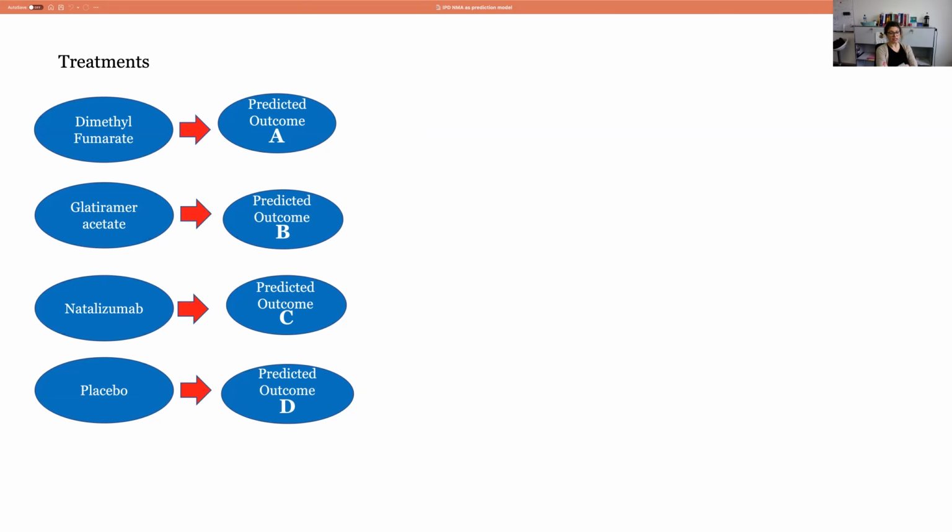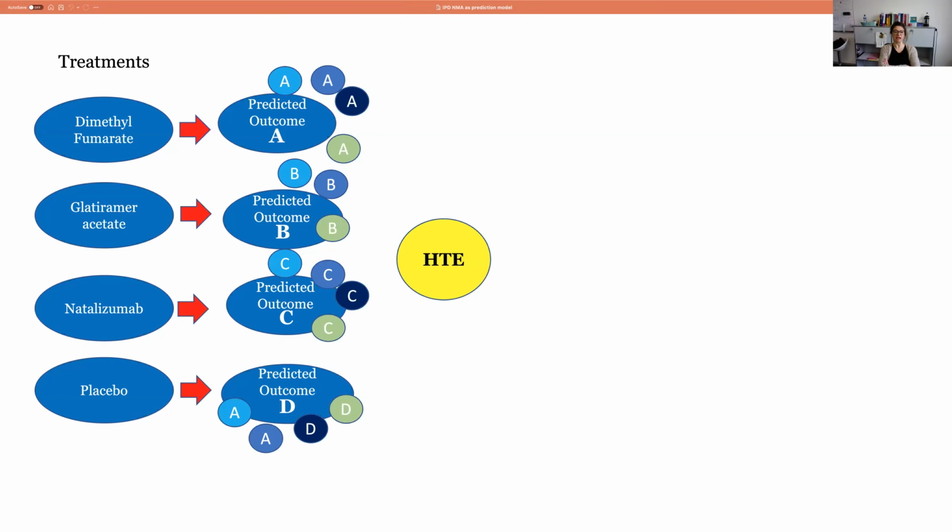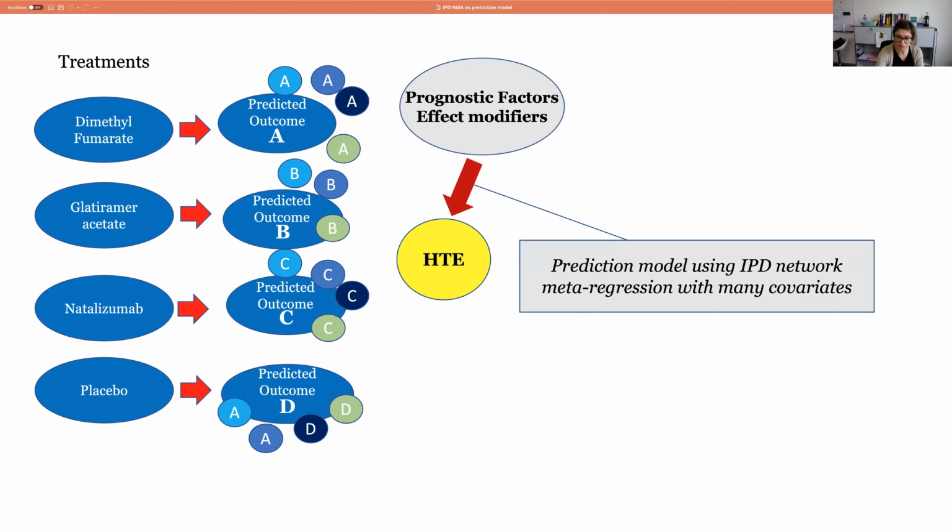So we have 3 active treatments and placebo, and each one has a different effect on different patients depending on their characteristics, and that's what we call heterogeneous treatment effects. And we can estimate these heterogeneous treatment effects by including in the model prognostic factors and effect modifiers, and build a prediction model using individual participant data network meta-regression with a lot of covariates. But as I said, this has some problems, computational, but also practical problems.